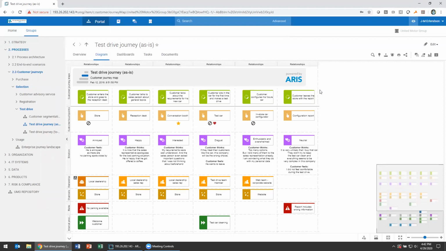That does also exist. However, for right now, what we're going to look at in this example in particular is a fictitious car company, the United Motor Group. We made it up for demonstration. And one of the different journeys that one of their customers might go on is test driving a car.